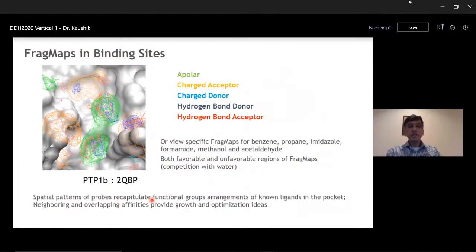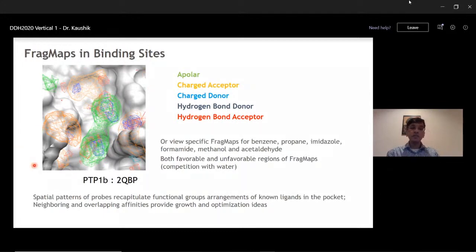So here's a real life example of how these frag maps would look like. This is again anecdotal, obtained from running a SILCS simulation with the protein tyrosine phosphatase 1B protein with this PDB 2QBP. And you see how spatially different fragment molecules like to sit at different locations on the protein site. So here's a binding pocket of interest. Now, in the case of PTP1B, we know that this is a binding site based on crystal structures available of PTP1B bound to small molecules.